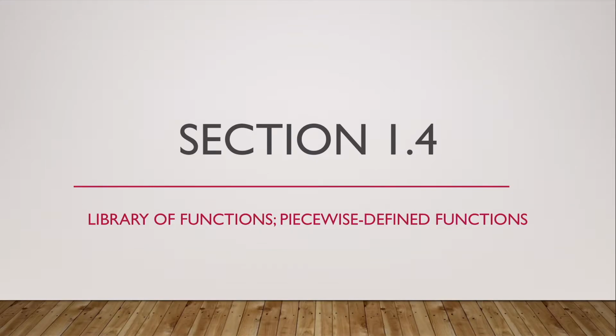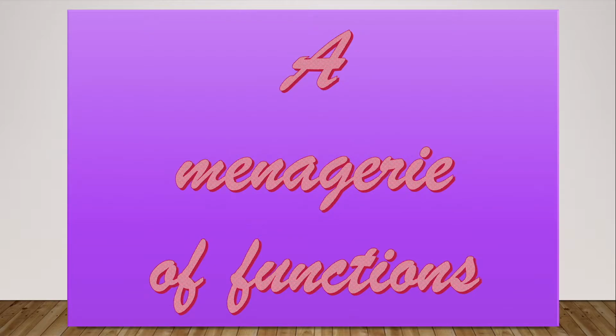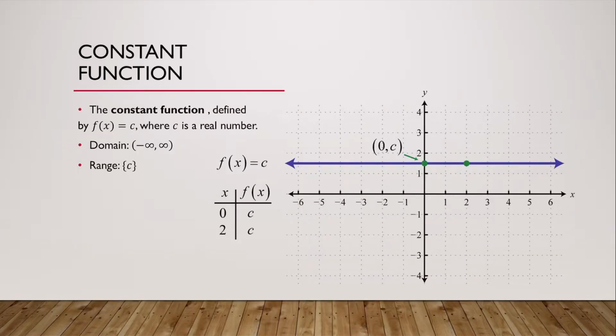So section 1.4 is all about building up to graph piecewise functions. To do that, we start with a library of functions, which I like to call a menagerie of functions. Starting at the very beginning with the most basic of functions, here we have our constant function. This is f of x equals c, where c is a real number.